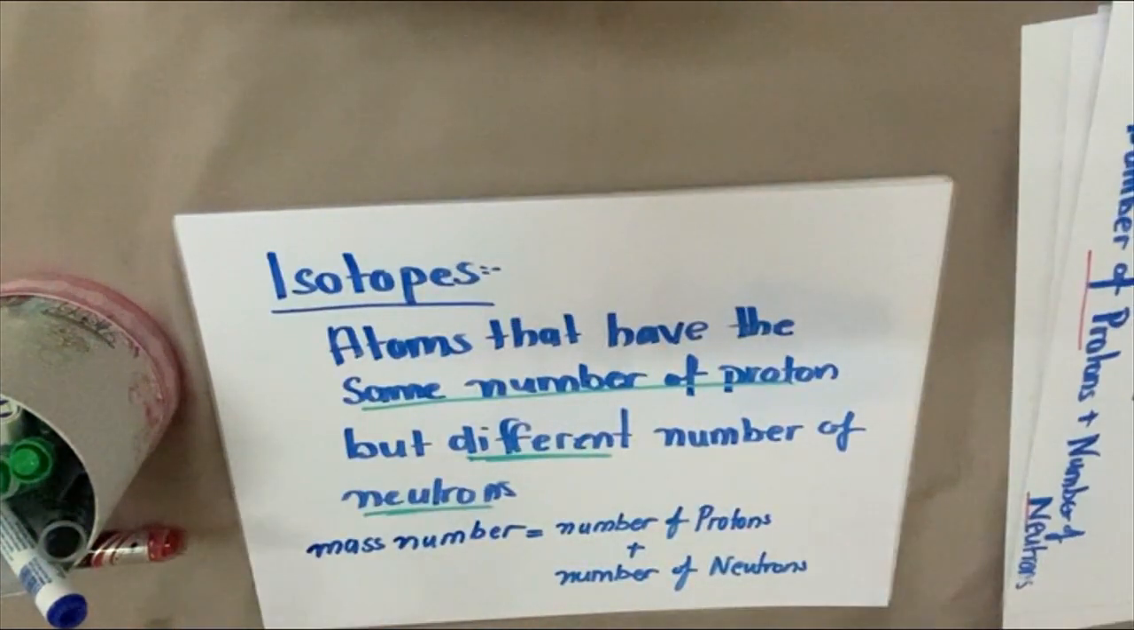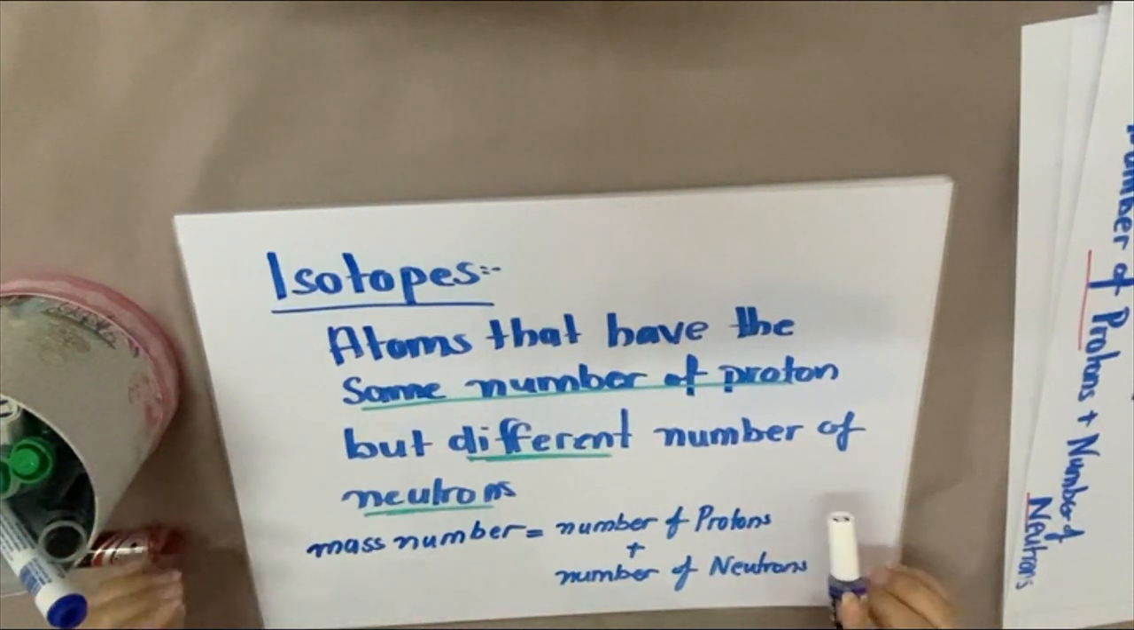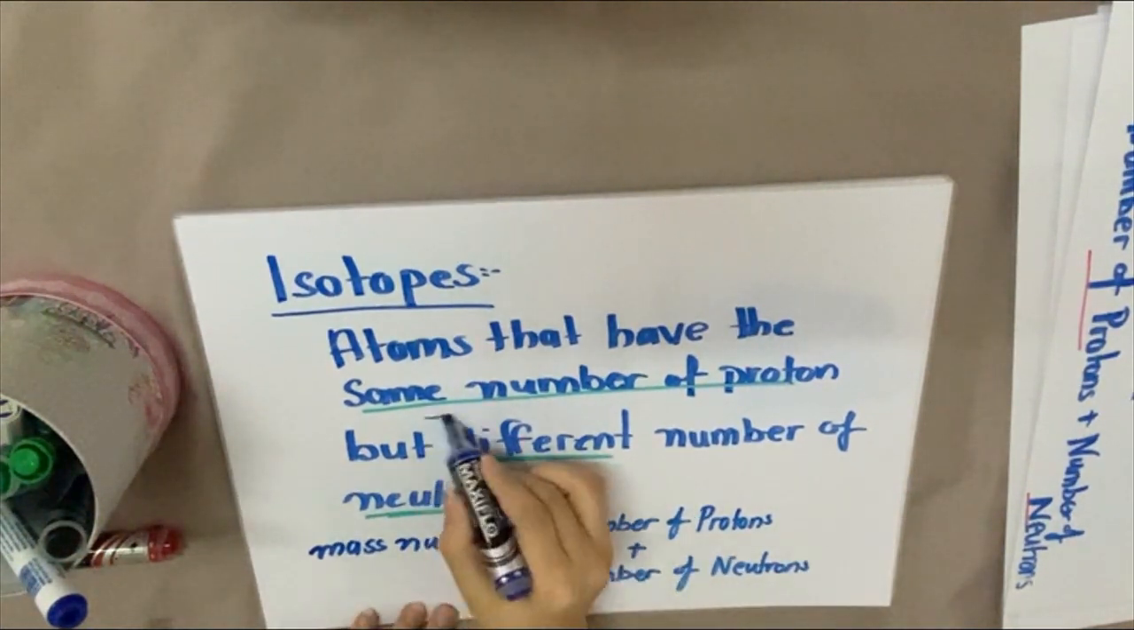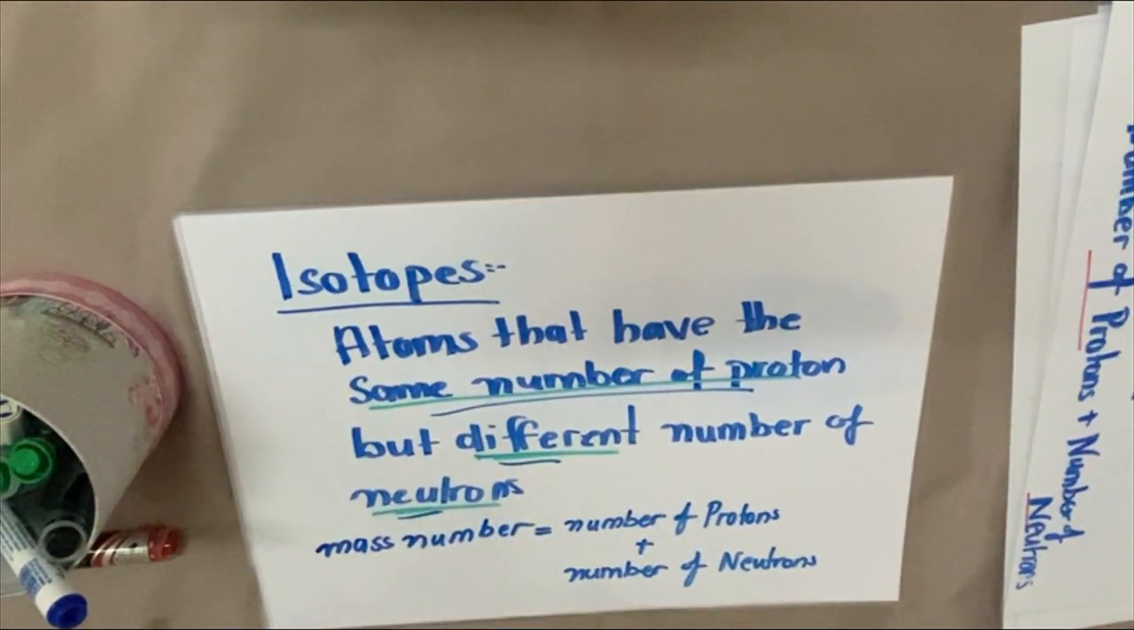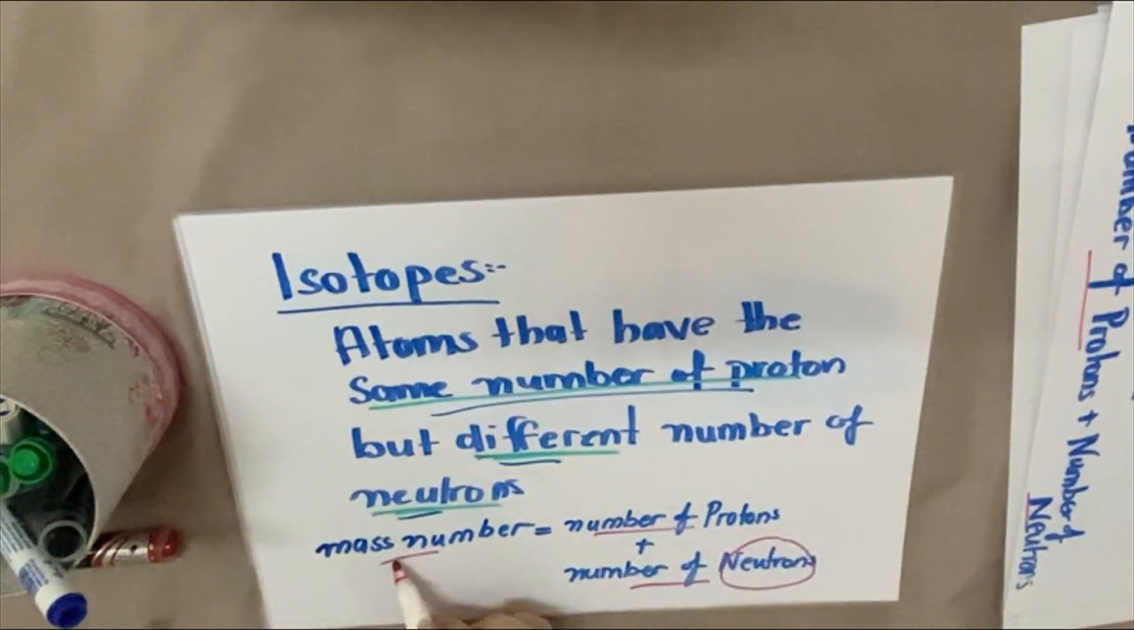So isotopes are atoms that have the same number of protons but different number of neutrons. And in calculating the mass number, we already know that mass number equals number of protons plus number of neutrons. And since the number of neutrons is different, then the mass number will be different.